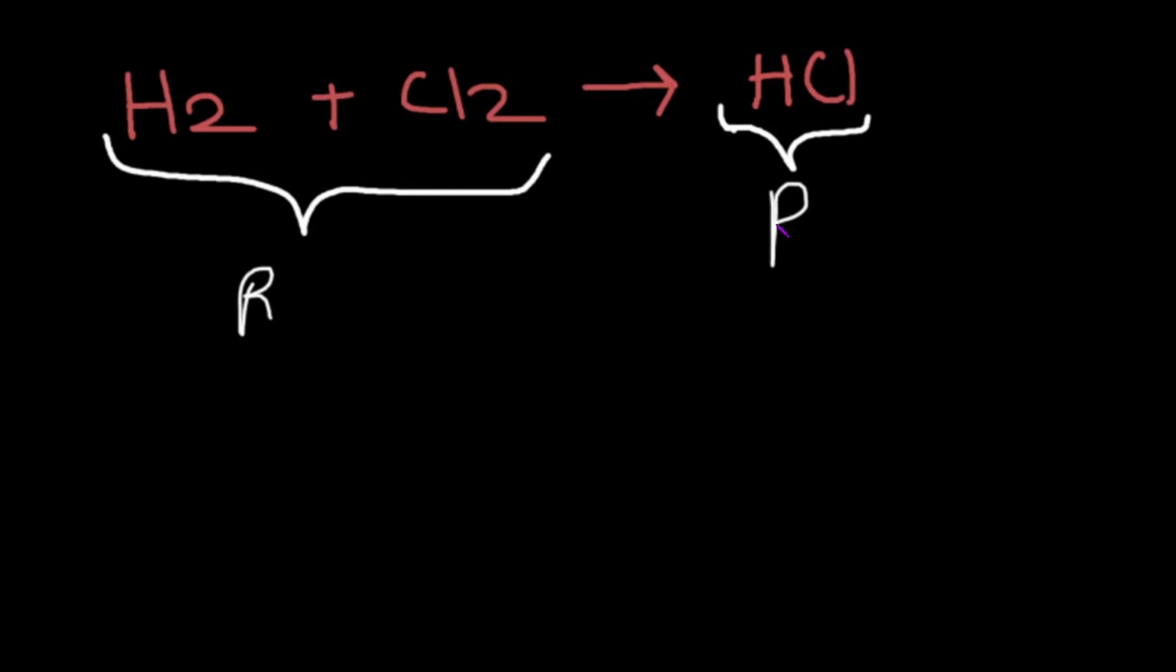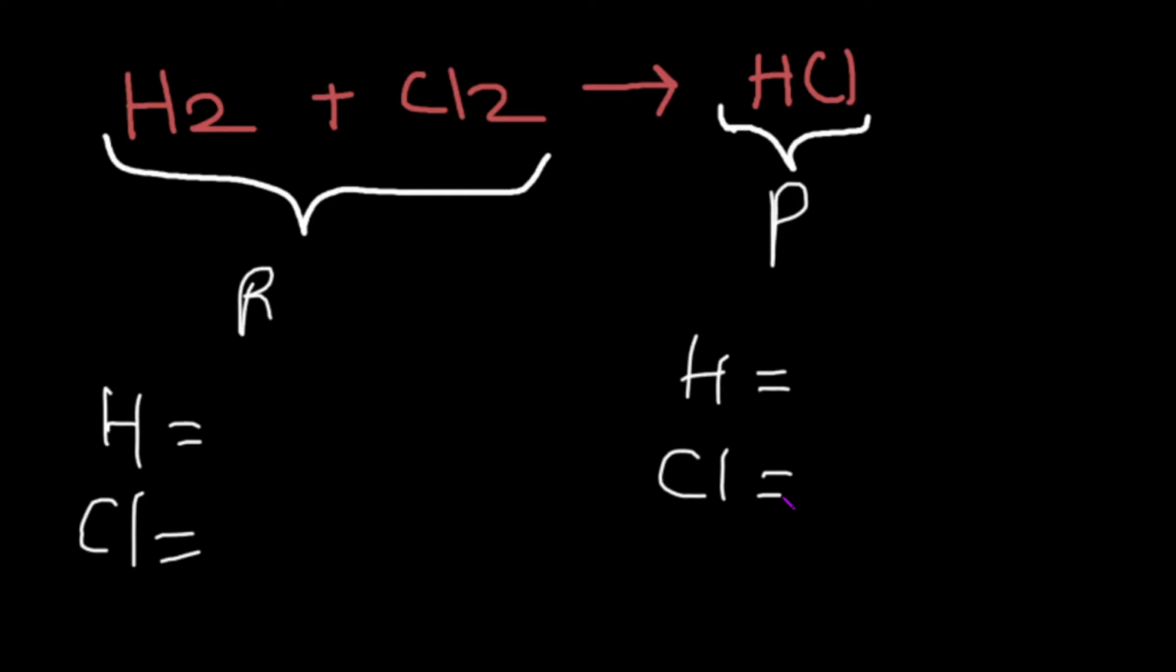And the second thing you should know is which elements you have at hand. On the left-hand side we have hydrogen and chlorine, and on the right-hand side we have hydrogen and chlorine. Then you should see how much of each element you have. So we have 2 of each on the left-hand side and 1 of each on the right-hand side.